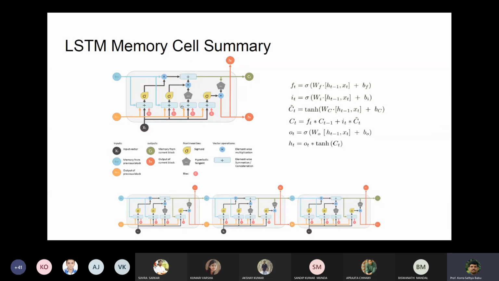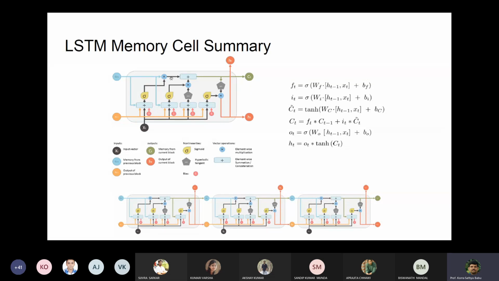Then this is the C_t bar that you are trying to get. You get C_t bar from h_{t-1} and x_t multiplied with some weight, added with some bias b_c, and passed through a tanh function. Then you do the update of the memory state, the memory cell update. You multiply the forget gate f_t with C_{t-1}, and add the input gate i_t times C_t bar.